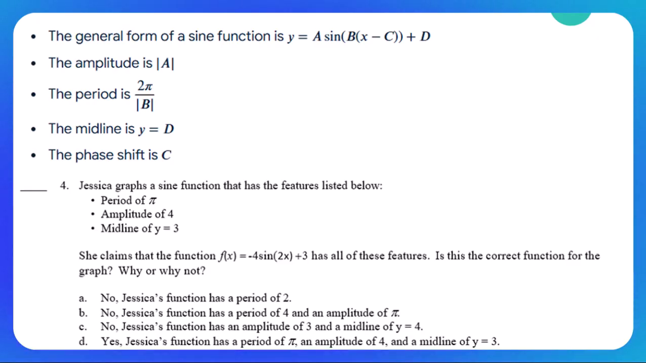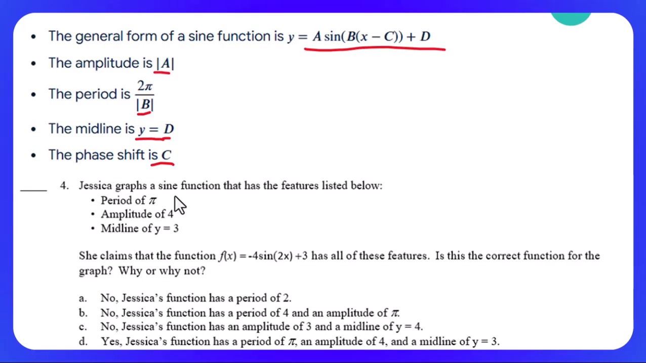Question number 4. I'm going to put these notes back up here for us to refer to that I asked you to copy down earlier. The general form of a sine function, where the absolute value of a is the amplitude. We get the period from b by dividing the absolute value of b into 2 pi. The midline we get from d, and we write that as an equation, y equals d. And then the phase shift is c.